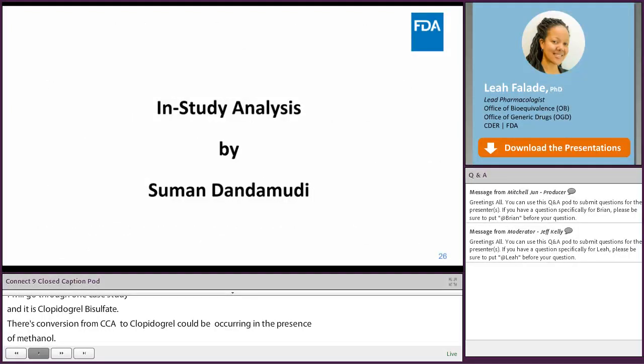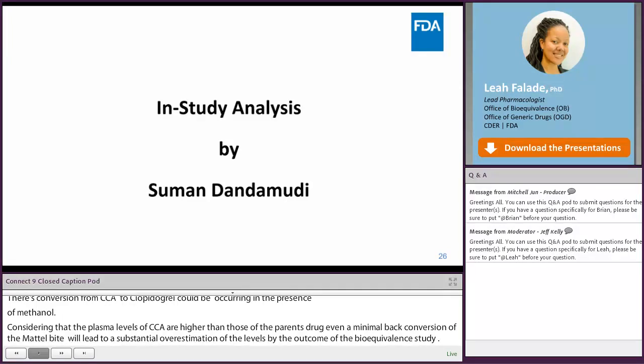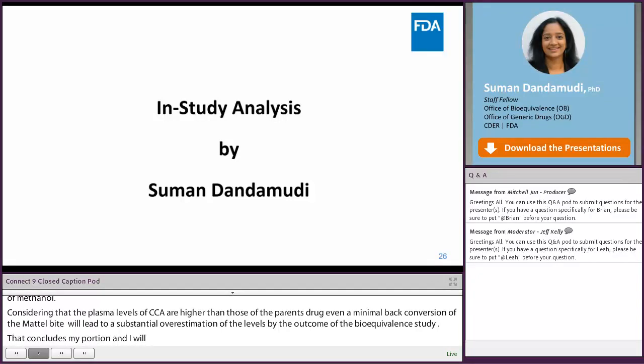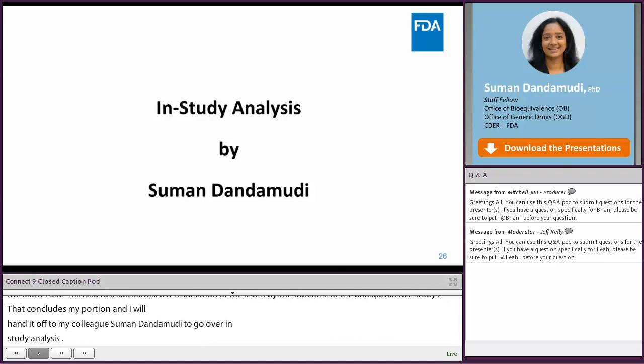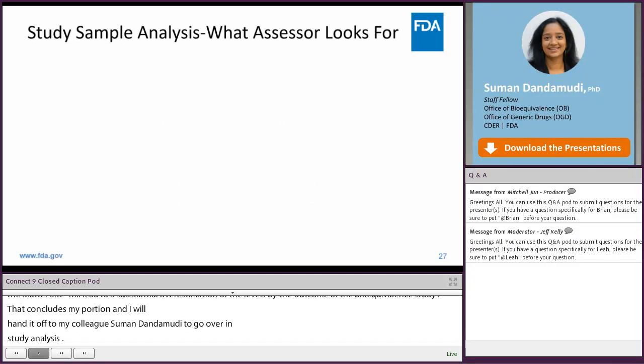So that concludes my portion for the method validation. I'm going to hand things off to my colleague, Suman, and she will go over in-study analysis. So Leah has talked about method validation. As she mentioned, I'll be going over the in-study analysis.